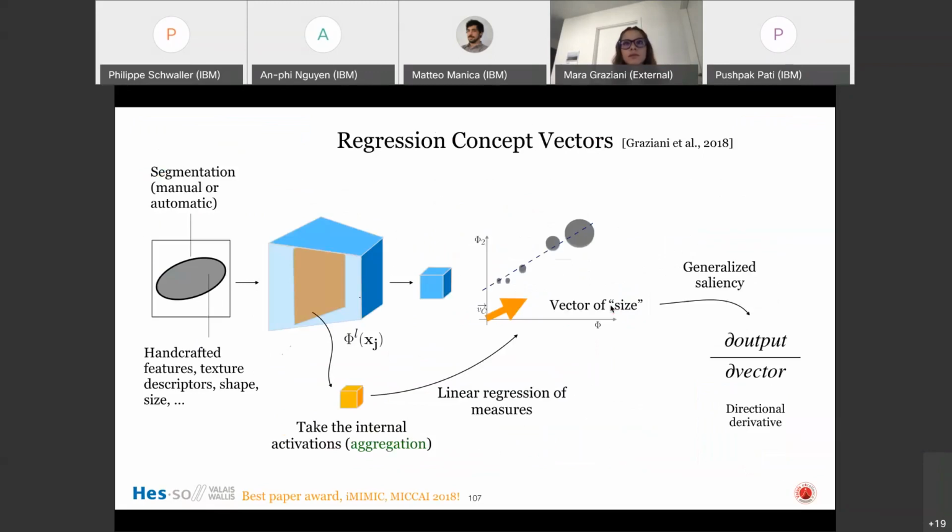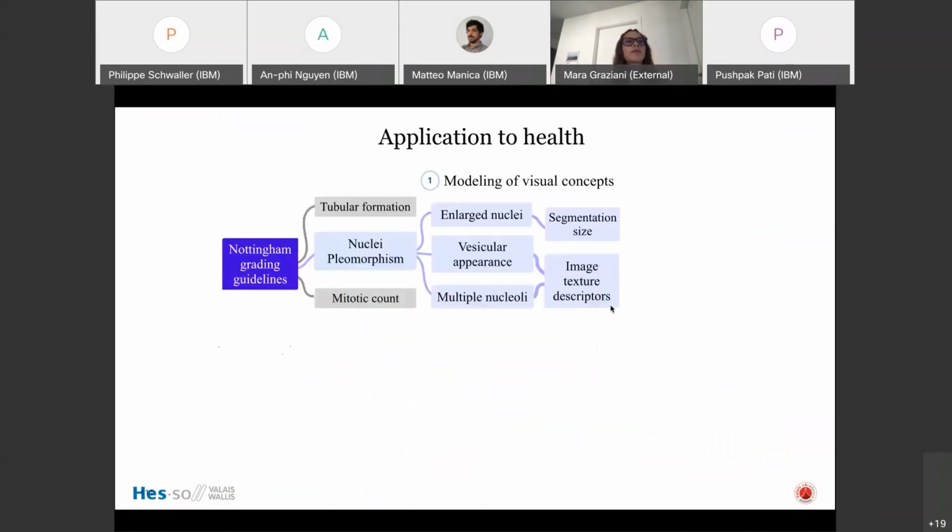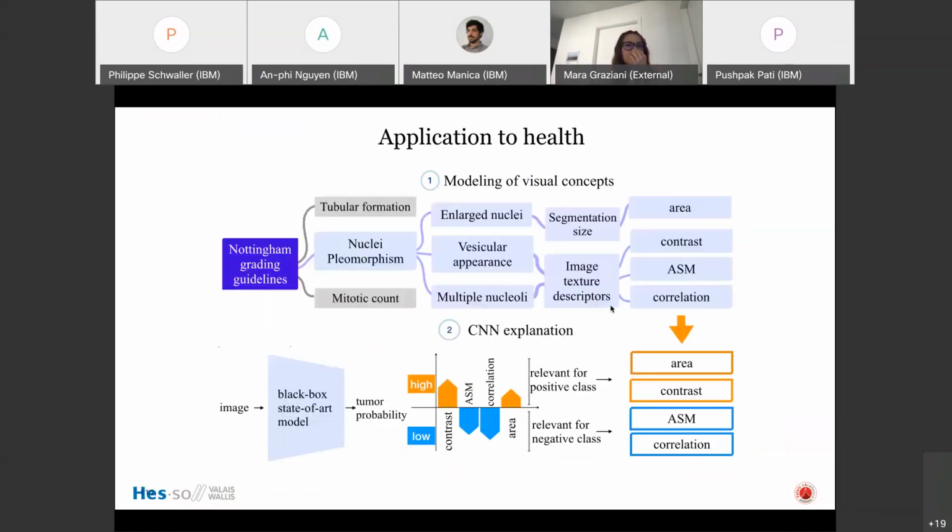Yeah, the next one where you showed the application on histopathology. The next slide. Yes. So for the nuclear pleomorphism, you are focusing at individual nuclear level, right? So how did you select these attributes, let's say area, contrast, and all this? Were they intuitively selected for this task?